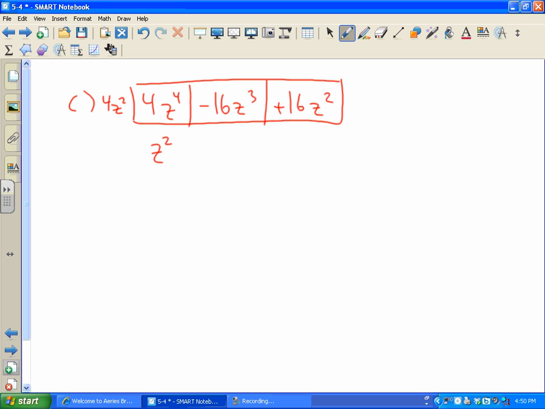Take out a 4z squared for the middle expression. That will leave me a 4z. And take out a 4z squared from 16z squared. That gives me a positive 4.